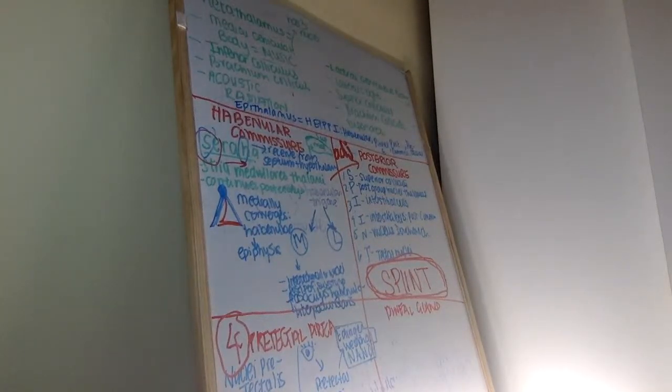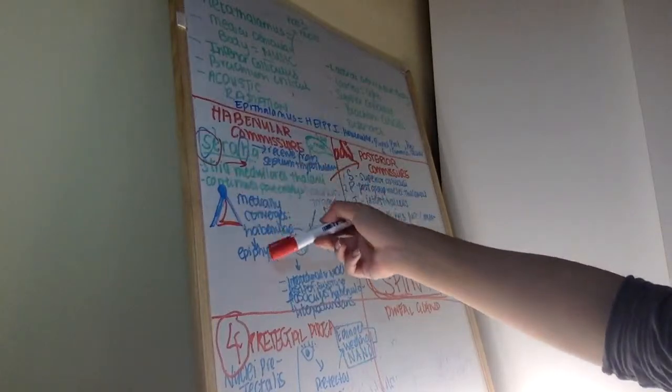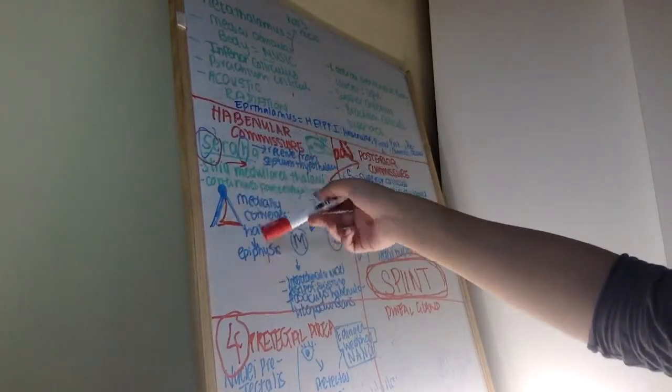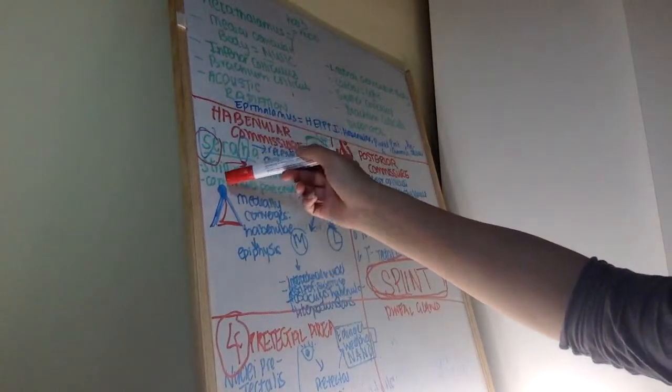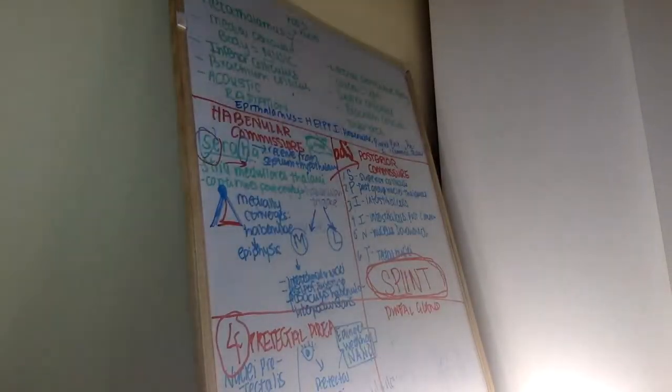Just something to note. The last thing I want you to know is that the habenulae converge medially from the habenular trigone, and right here would be attached your epiphysis, which is another name for the pineal gland. The pineal gland regulates your sleep-wake cycle. It secretes melatonin as well as serotonin. Now let's go on to the posterior commissure.